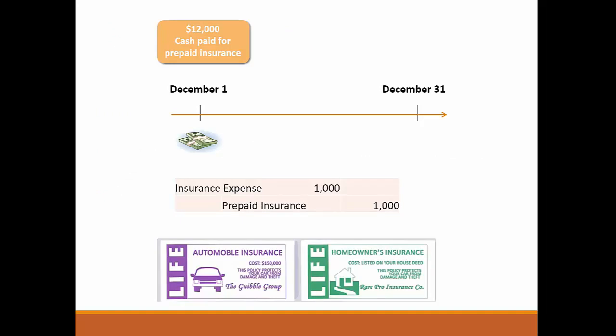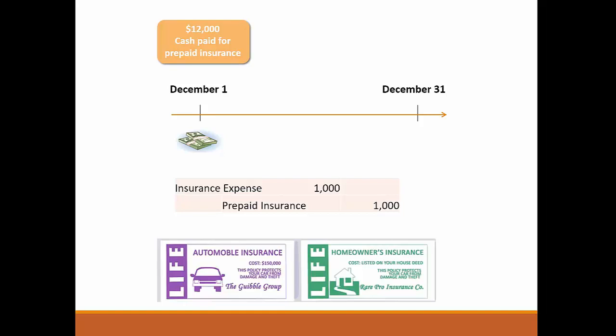Okay, and a prepaid insurance might be another example. In this case, if I pay $1,200 cash for insurance, but again, I haven't used up any on the day that I pay it on December 1st, then I put the whole thing into a prepaid account. So my entry would be $12,000 prepaid insurance debit, cash $12,000 credit.